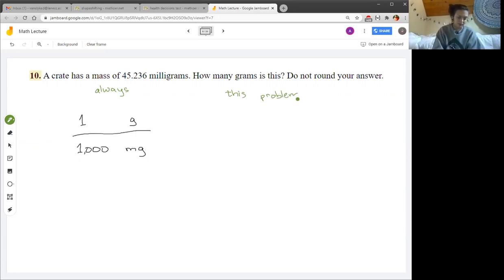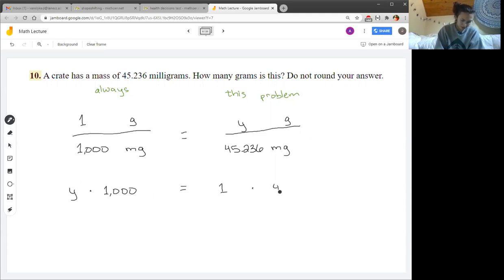And now I can finish writing my proportion. If I have grams on top, it has to stay that way. If I have milligrams on bottom, it has to stay that way. So we have 45.236 milligrams. How many grams would that be? So I'll do my cross multiplying. Y times 1,000 equals 1 times 45.236.